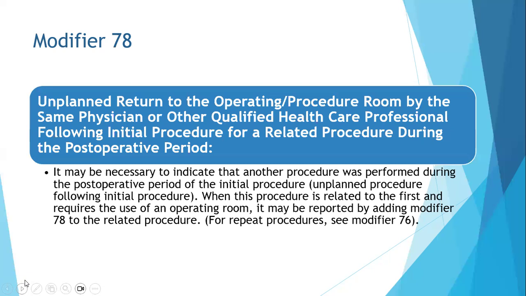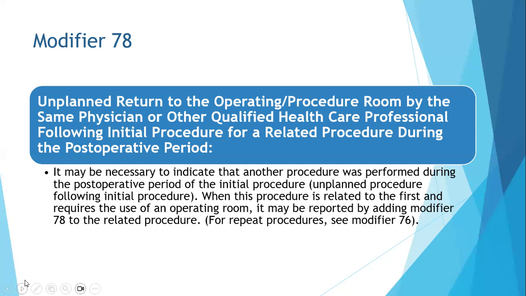78 is when it's related to the first procedure that put the patient in global. So they're having to do another procedure unplanned but related. Modifier 79 is when it's unrelated. So just remember to use your modifiers appropriately. When you have a modifier 78, this is when it is unplanned. They did not anticipate having to send the patient back to the OR, but they ended up having to, and the second surgery is related to the first surgery.